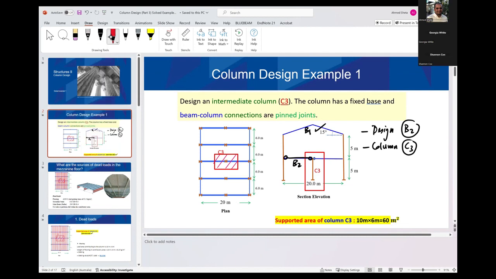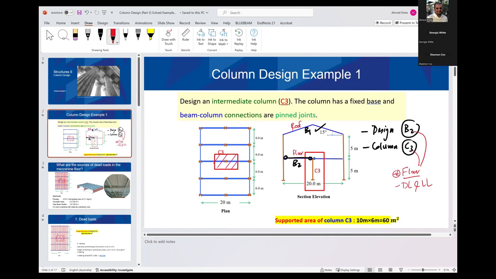The difference between beam B1 and B2 and C3 is that B1 is a part of the roof, right? And B2 is a part of the floor. So the beam supporting a floor is different from the beam supporting a roof. B2 and C3 are supporting the floor. So all the dead loads and live loads for the floor are different from the live load and dead load for the roof.